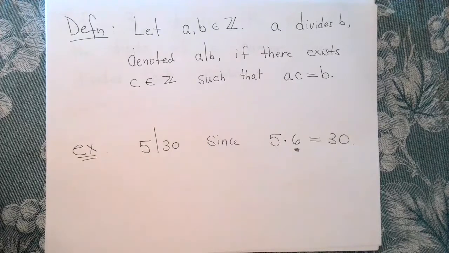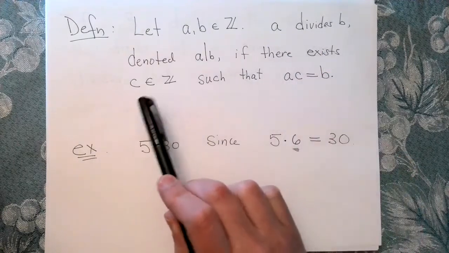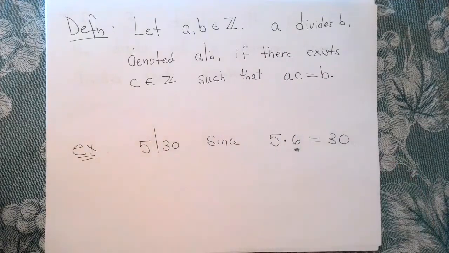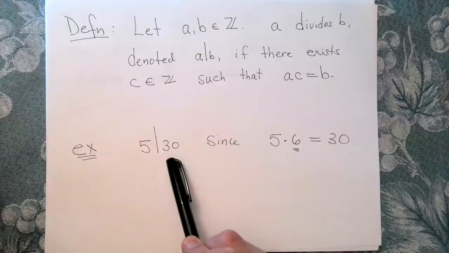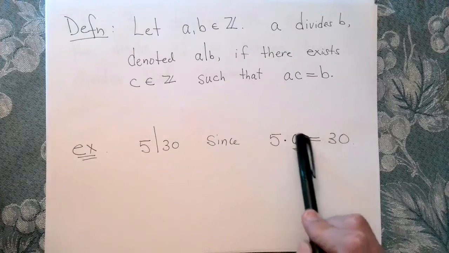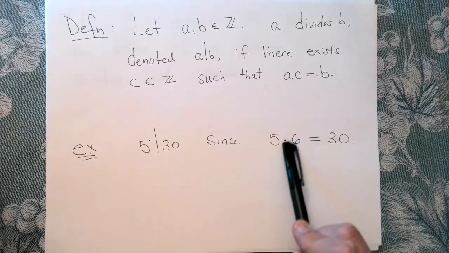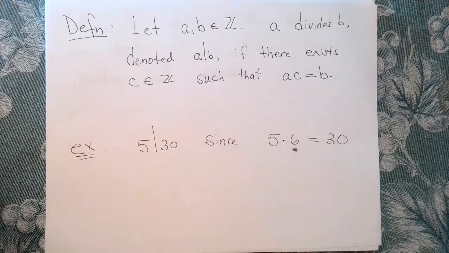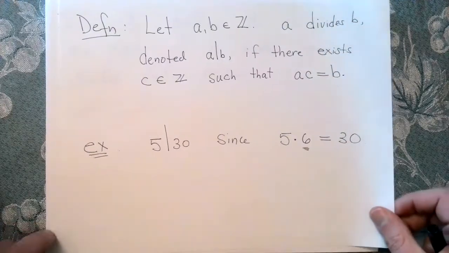So the first thing we want to do is recall the definition of divides. Let a and b be integers. a divides b, denoted a | b, if there exists some integer c such that a times c equals b. For example, 5 divides 30, since 5 times 6 equals 30. There exists some integer c such that a times c equals b. Okay, so now on to our main result.